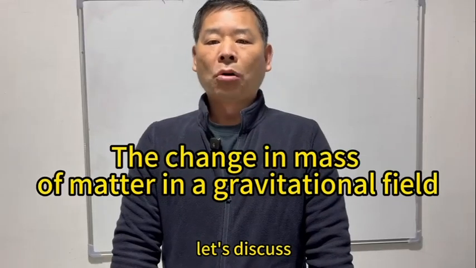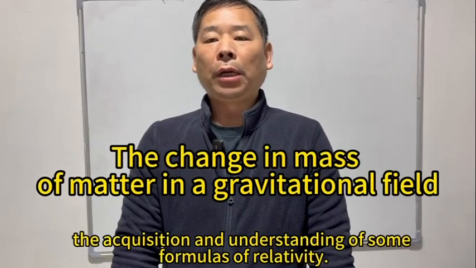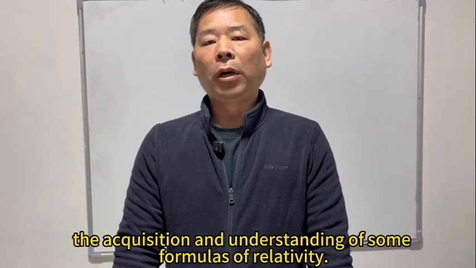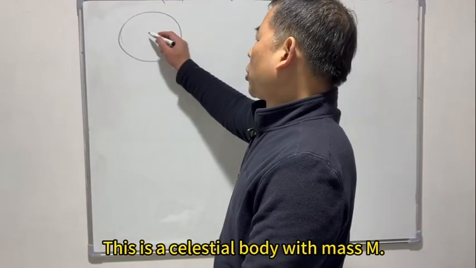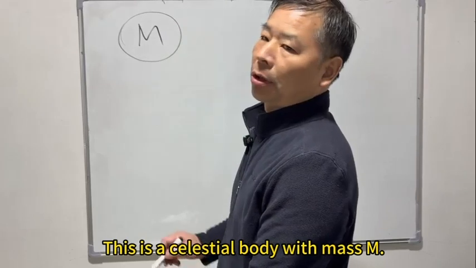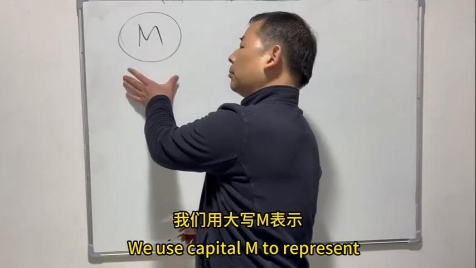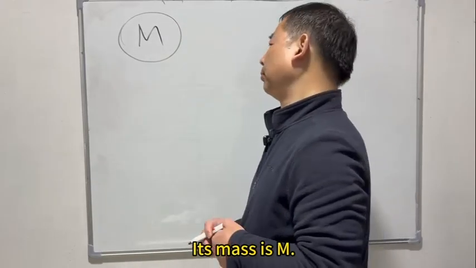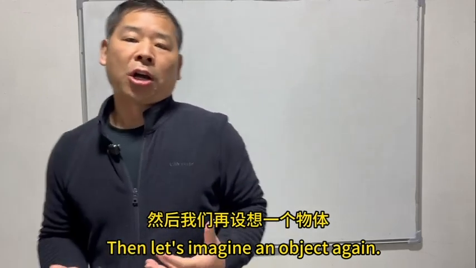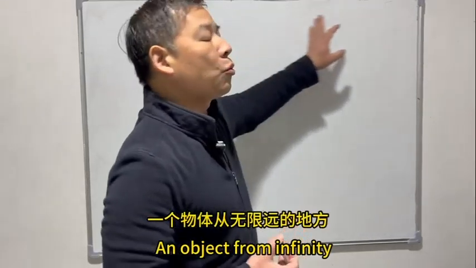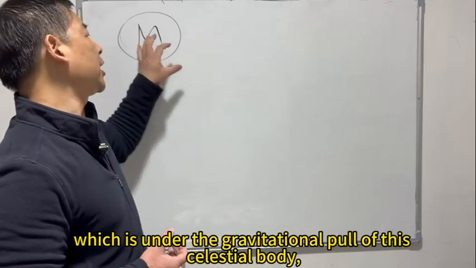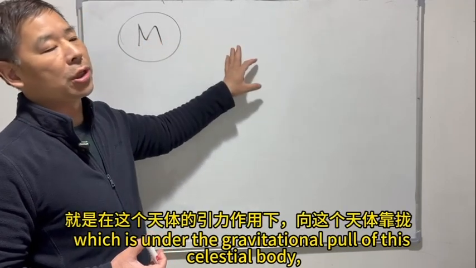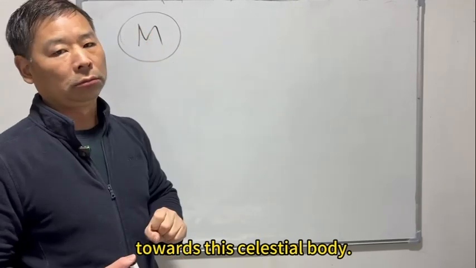Hello everyone, let's discuss the acquisition and understanding of some formulas of relativity. Let's draw a celestial body. This is a celestial body with mass M. We use capital M to represent its mass. Then let's imagine an object from infinity, approaching the celestial body under the gravitational pull of this celestial body.